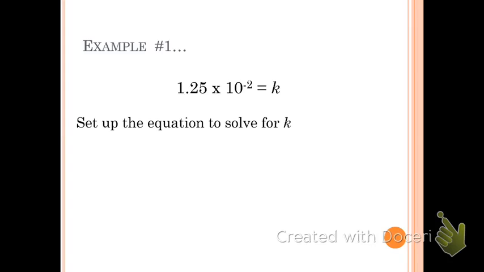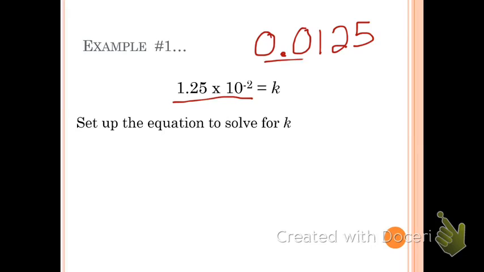Is this answer the only way that can look? No, because this is in scientific notation. If I took it out of scientific notation, my answer would be 0.0125. That is the same answer. So this is scientific notation. This is not.